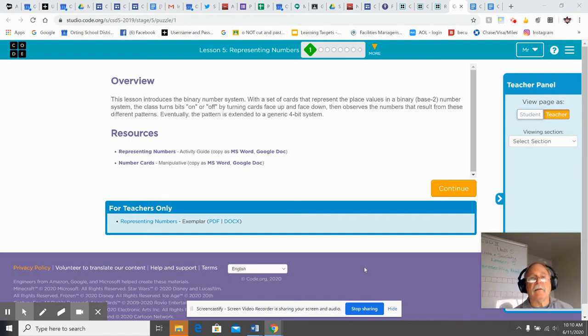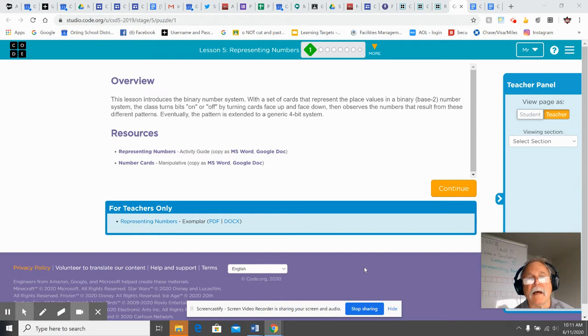Okay, if we look into code.org, like I said, I want you to pull up your activity guide first, and we'll jump to that after I read you a couple things. First of all, the overview as we go into code.org. This lesson introduces the binary number system with a set of cards. Again, we're going to show you the cards, but we won't be using them. It'll show you the binary number system, base 2.